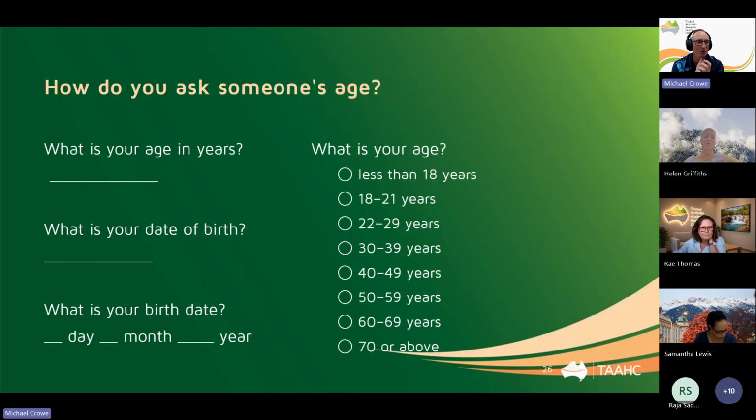Okay, anyone want to spot the error that's in the right-hand column? It's not so much an error, but it's a, huh?